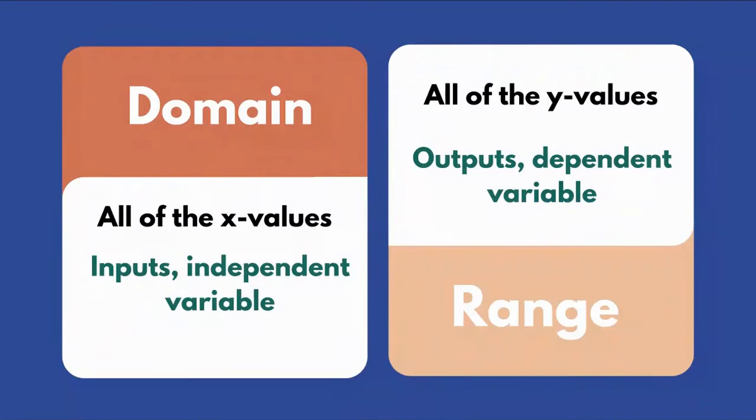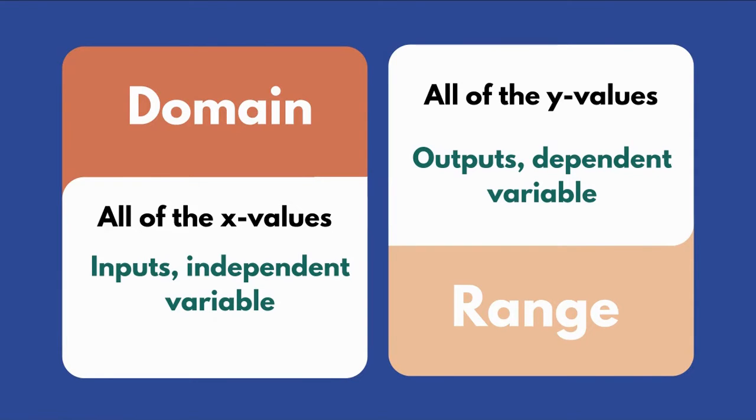Before we move on to find the domain and range of continuous functions, I wanted to revisit the definitions for domain and range. The domain of a function is all of the x values of that function, and sometimes we call that the inputs or the independent variable. The range, on the other hand, is all of the y values of a function, and sometimes we refer to that as outputs or the dependent variable. So we know that when we are looking for domain, we will pay attention to all of the x values or the x-axis, and when we are looking for range, we will pay attention to all of the y values or the y-axis.